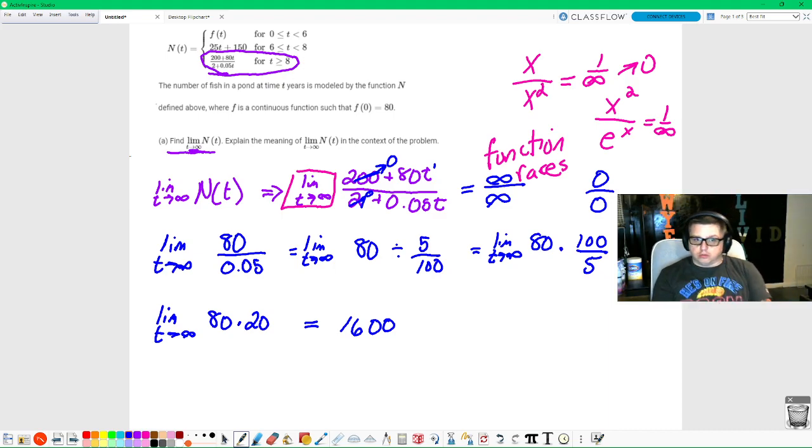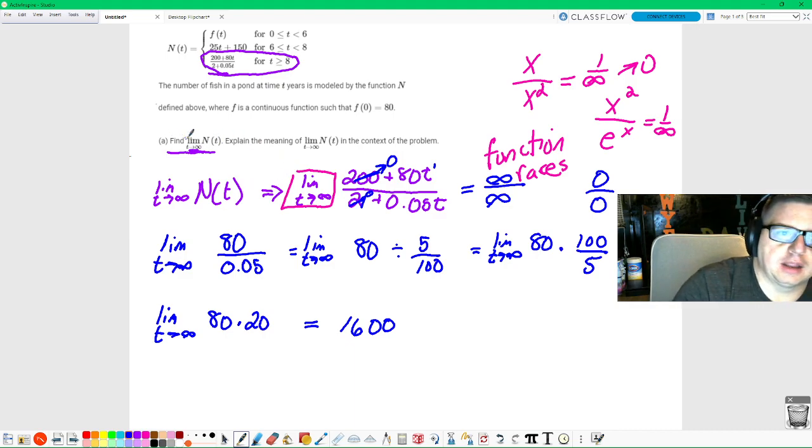So it says find the limit as t approaches infinity of n of t. A good rule of thumb anytime you have an open response is go back and read the question, because what's going to happen? Explain the meaning in the context of the problem.